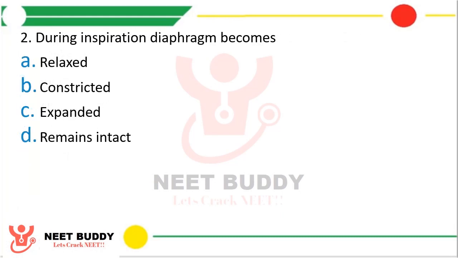Question number 2. During inspiration, diaphragm becomes option A, relaxed, option B, constricted, option C, expanded, or option D, remains intact. During the process of inspiration, what happens to the diaphragm? The correct answer is option B, it constricts. And what happens during expiration? The diaphragm relaxes.